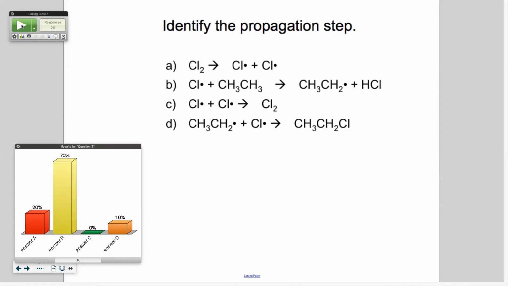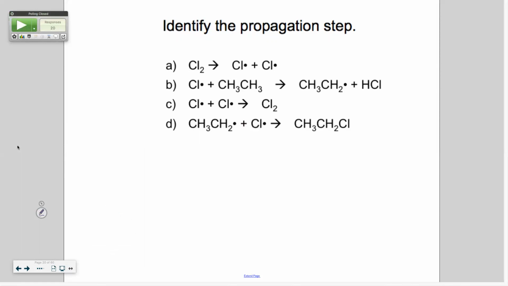Okay, yep, it's B. What kind of step is A? If you have no free radicals and you make free radicals, initiation, starting it, okay? Propagation is where it just keeps going, okay? So it's B.